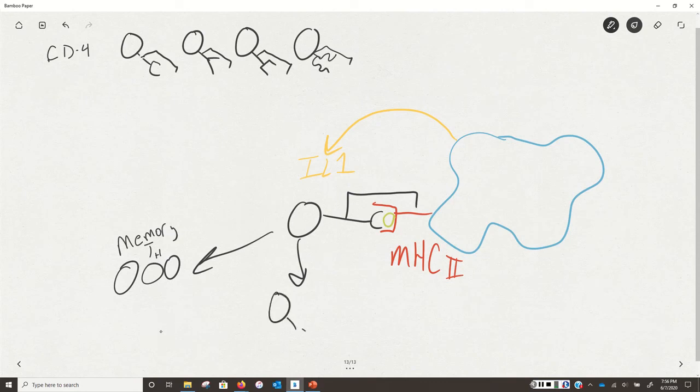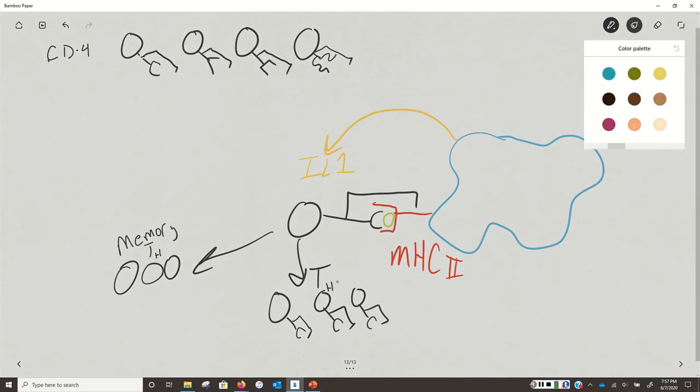And we make active helper T cells. So we're just going to go ahead and call these T helper cells, or helper T cells. These are the effector cells that are produced from CD4 cells. Remember, memory cells don't do anything now. Effector cells fight the fight. Well, when we're talking about CD4 and helper T cells, they are the effector cells. That's their name.